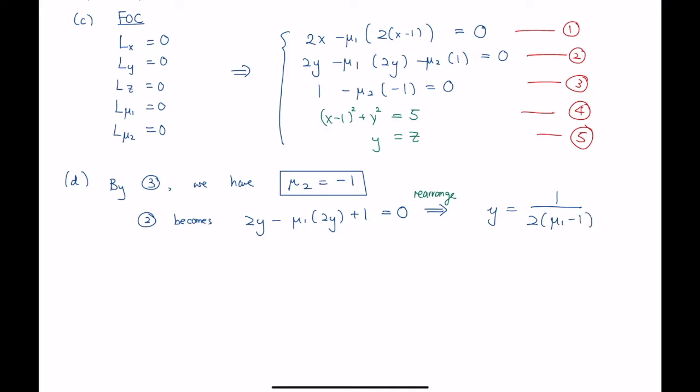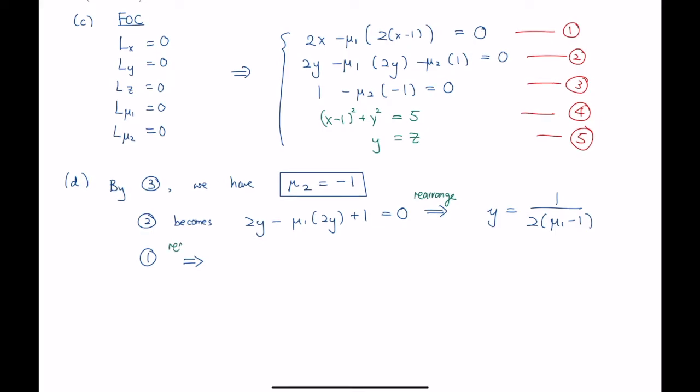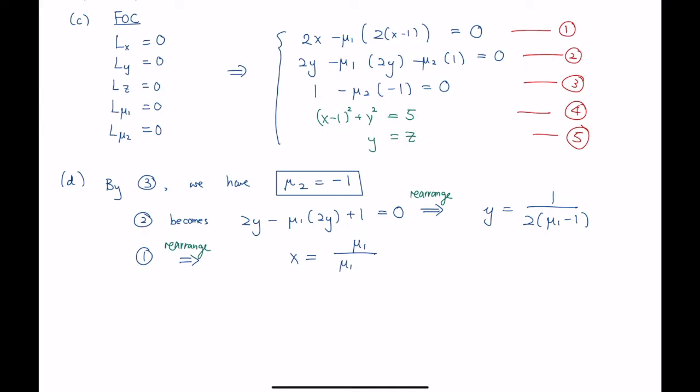And then after you do this, you want to make x also in terms of the Lagrange multiplier. You can do this by using equation 1, rearranging. You can also make x in terms of the Lagrange multiplier. I will let you check. It turns out x equals mu1 over (mu1 minus 1). Okay, so please check this.